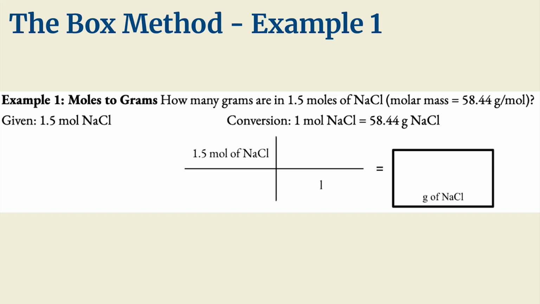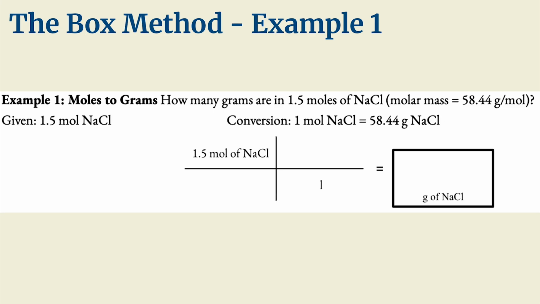From moles to grams, we're going to start with 1.5 moles of sodium chloride. It's asking us how many grams, what's the mass, are in 1.5 moles of NaCl. The molar mass of NaCl, we'll just take the sodium and add it to the chlorine, should give us a molar mass total of 58.44 grams per mole.